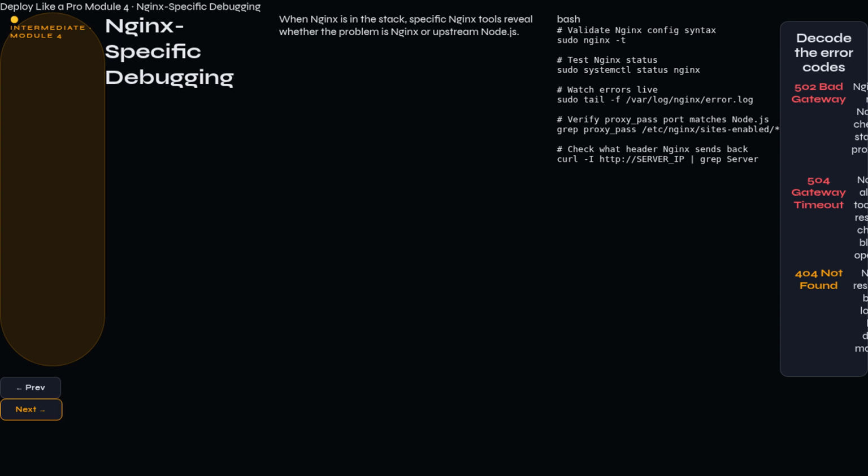Testing the full Nginx to Node.js chain from outside: curl http://server_ip. Check the response headers. Look for the server: nginx header. If you see it, traffic reached Nginx. If you get a timeout, Nginx isn't receiving the request. Curl https://yourdomain.com to test the full HTTPS path.